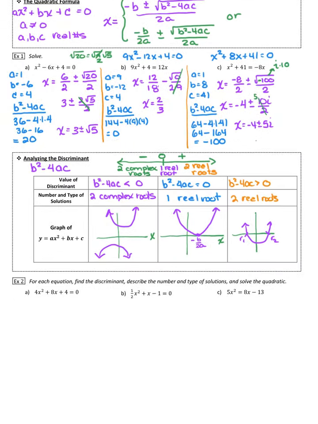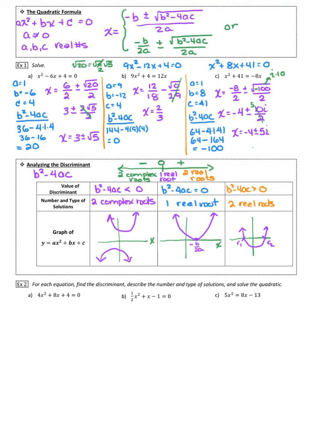For each equation, find the discriminant, describe the number and type of solutions, and then go ahead and solve the quadratic. So it's basically the same process we were just doing. So you're getting some more practice. This would be a good time to pause the video and maybe try a few of these on your own. So here on A, notice everything is a multiple of 4. So I'm actually going to go through and simplify this. Why use bigger numbers if we don't have to?